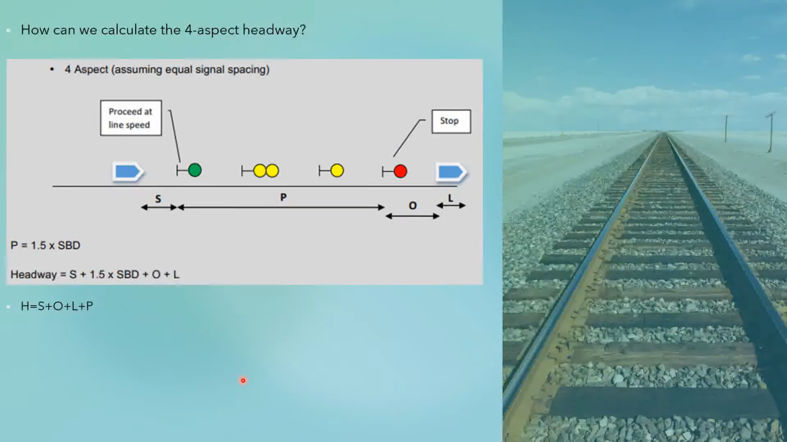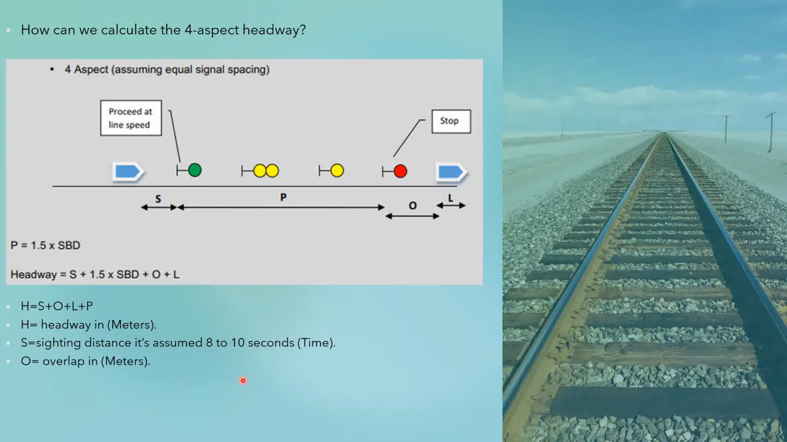We have our formula here, H equals S plus O plus L plus B, where H is the headway in meters, S is sighting distance, it's assumed 8 to 10 seconds, O is overlap in meters, L is the train length in meters, B is the distance between entrance and exit signal, which equals 1.5 multiplied by SBD, service braking distance.